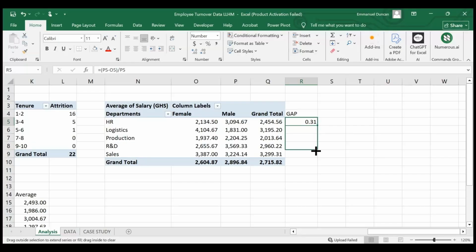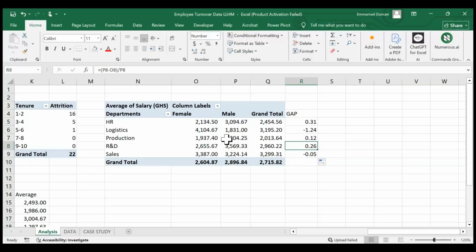So let's do a drop down. So we realize that in the logistics department, we are getting a negative number, which indicates that the salary tends to favor the females. And that of the production department, we have 12%, which favors the males. You could see that even from the table.